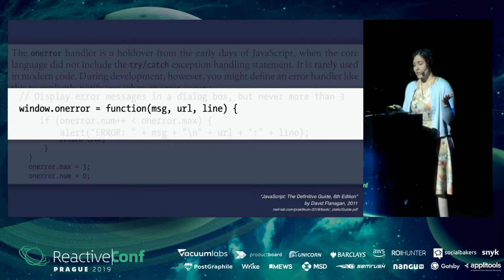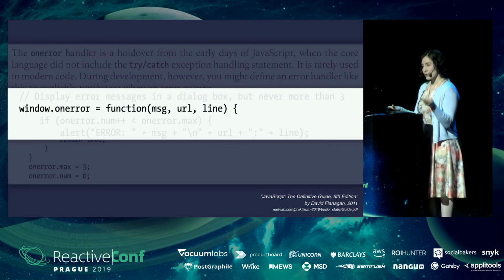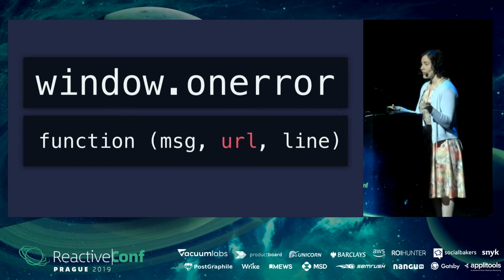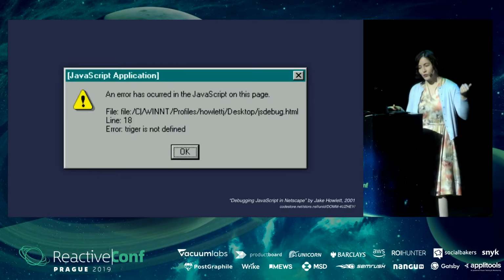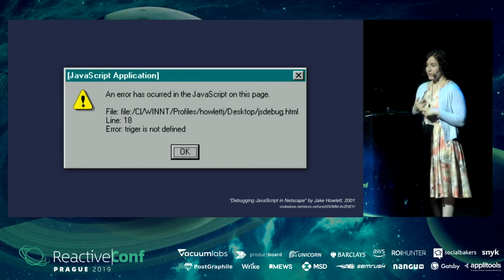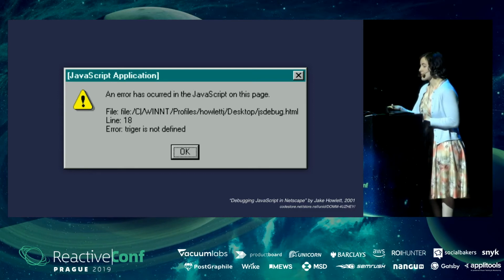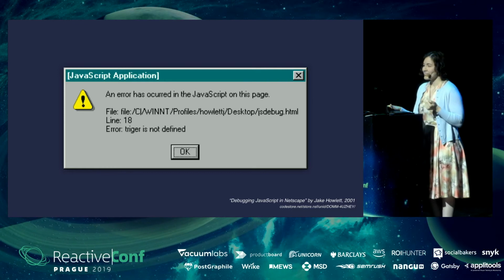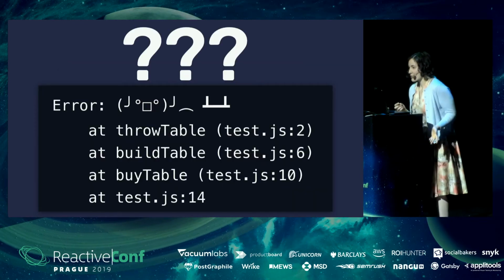The reason is because they only had three parameters available back then. So you had your message, URL, the file, and the line number. And so you get these alert dialog boxes. You see the URL, the line number, and the message. The important thing that's missing here, though, you'll notice, is where's the stack trace?